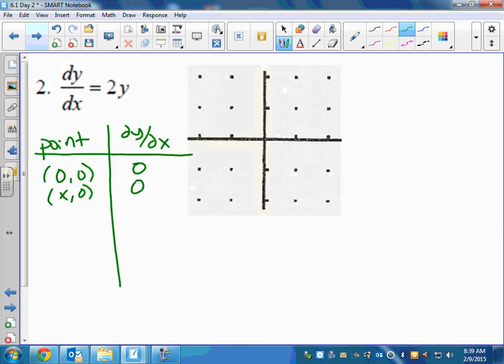So could I say, where does y equal 0? On the x-axis, y equals 0. My slope would be 0, which means it would look like a straight line. Right? Kind of hard to draw that in sometimes.